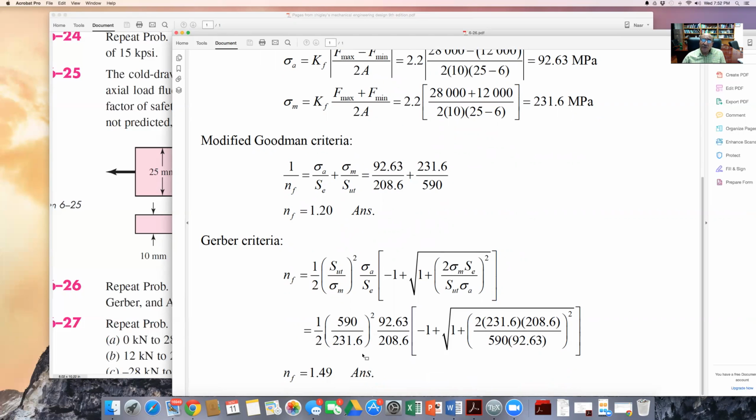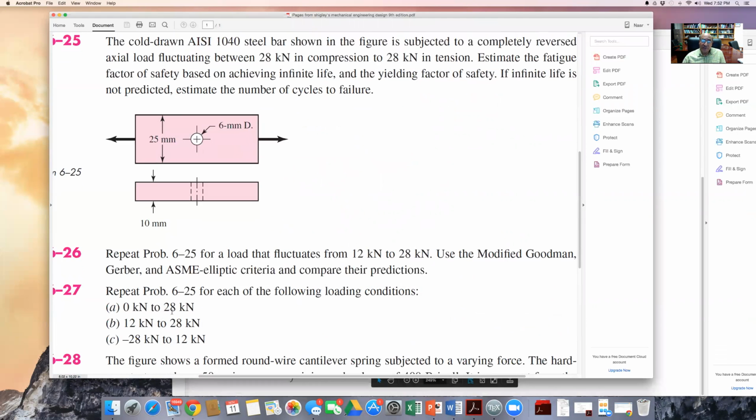Now, if we just go back and repeat the same problem, which is in 627, but we take the load to vary from 0 up to 28 kilonewton instead of from 12 to 28, we go from 0 to 28, same thing. So let's see what happens in this case.